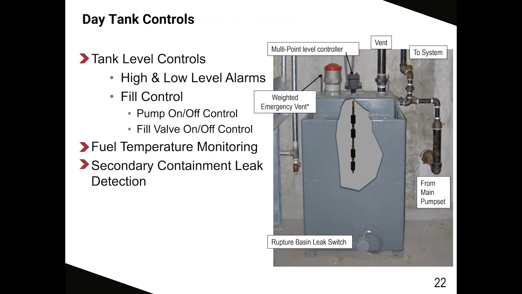Day tank controls. Day tanks inside buildings can include an open top rupture basin for containment. Day tank level control consists of a multi-point level switch, pump on, pump off, with high and low level set points. As you see in the cutout, our low point is approximately 40% day tank capacity. This allows the facility some time to respond to the low level alarm.